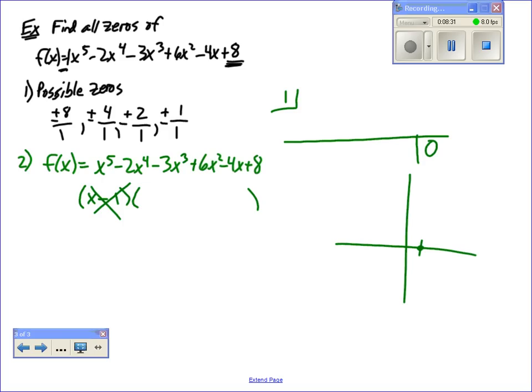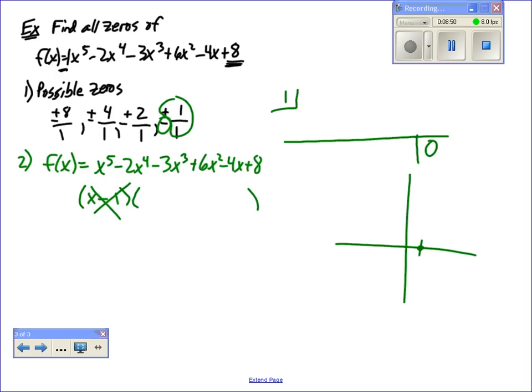And then I'm going to try, instead of the positive 1 right here, I'm going to try the negative 1, right, next. Then maybe I'll try the 2, and then the negative 2, and so on. And of course, I could have started with 8 and negative 8, but I like to start with the smaller numbers, the 1 and the negative 1 first, okay?